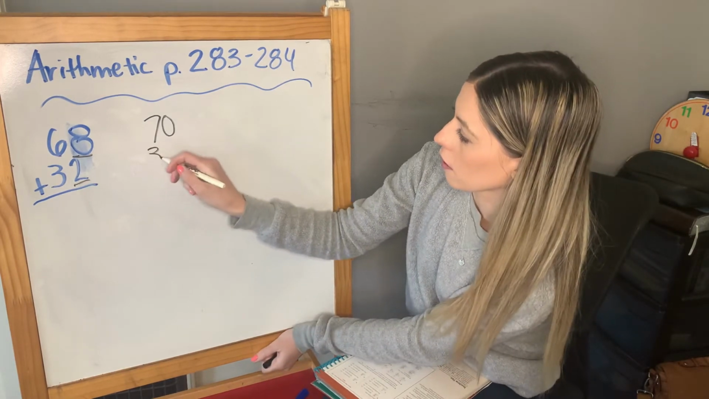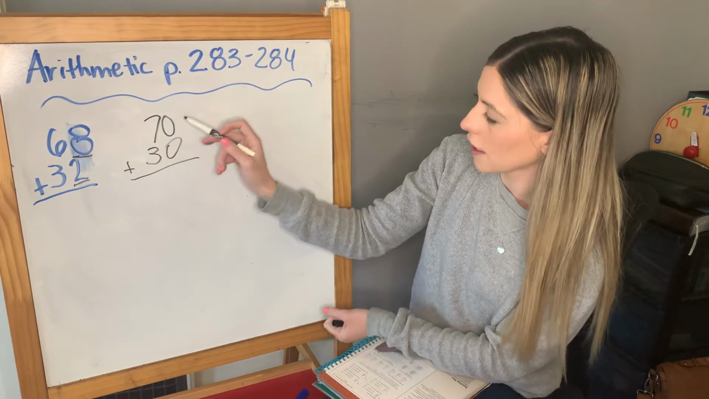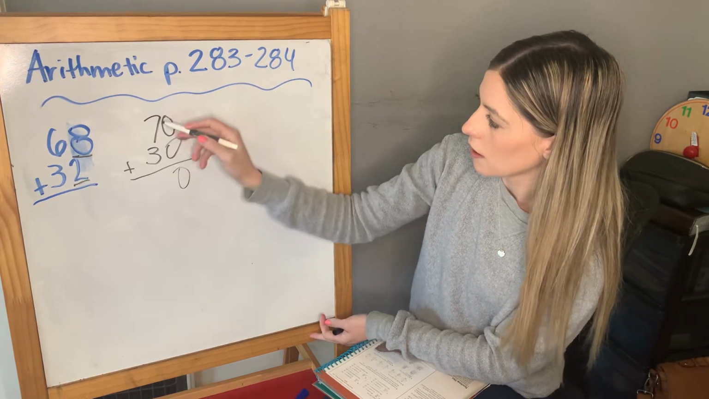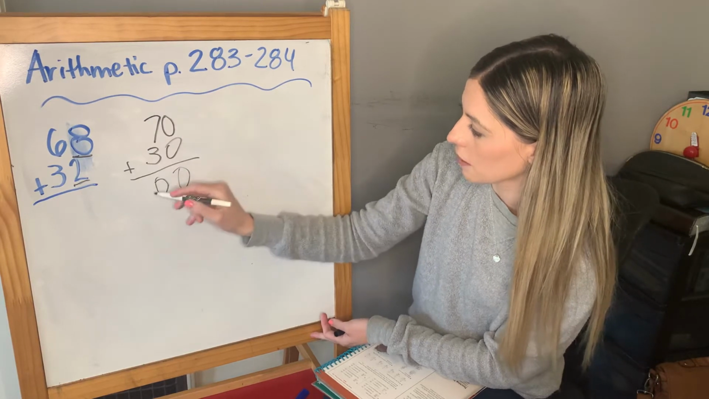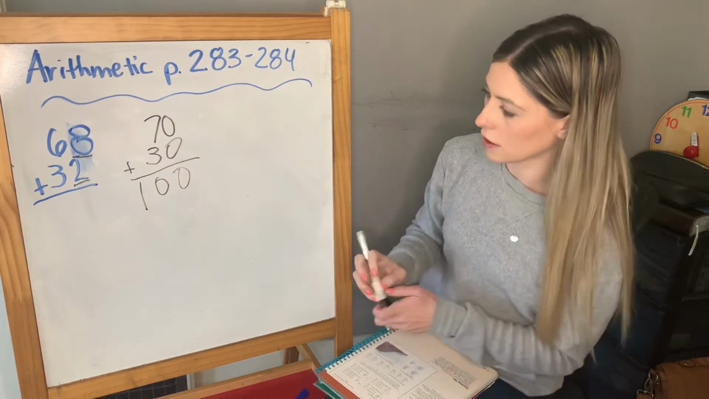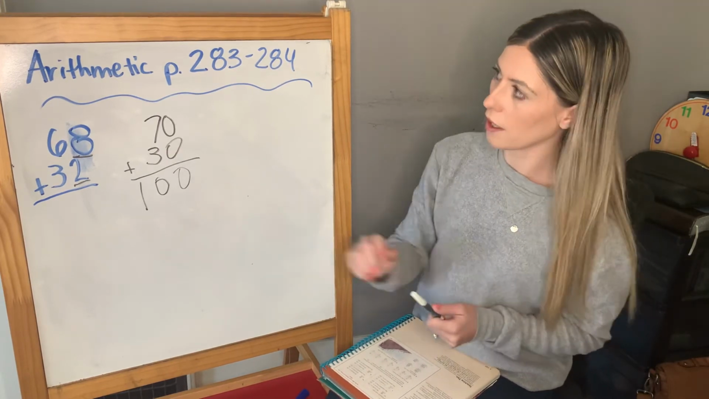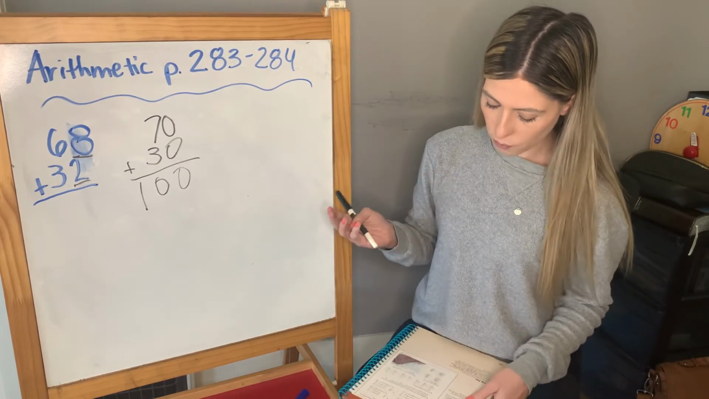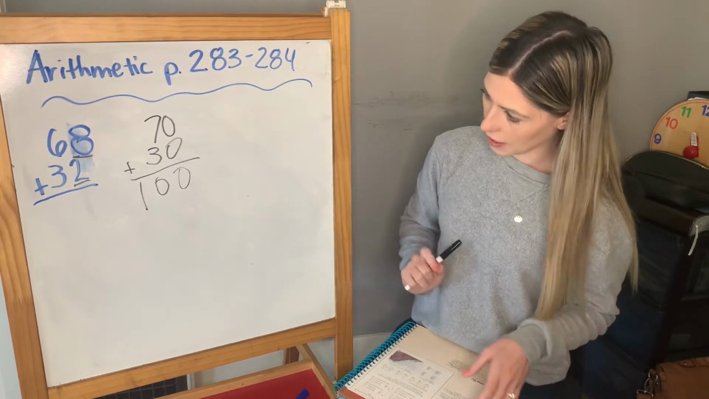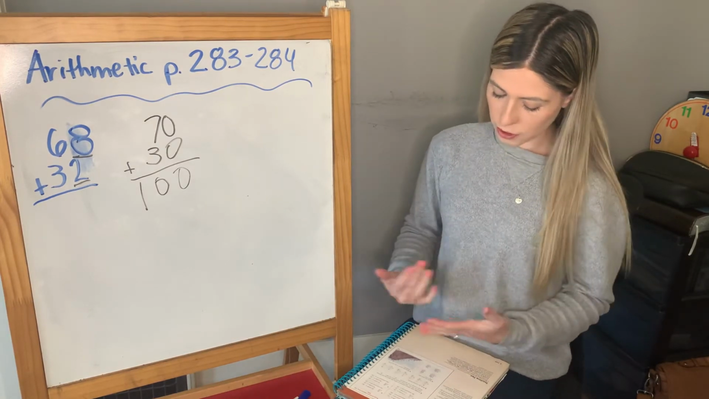So we have 30. And then we're going to add those two numbers up together. 0 plus 0 is 0. 7 plus 3 is 10. So we're going to put a 0 in the tens place and a 1 in the hundreds place. So our answer is 100. The estimated sum is 100. That's all you have to do for section 1, A, B, C, and D, and we did A together. It's all about rounding to get close to your answer.